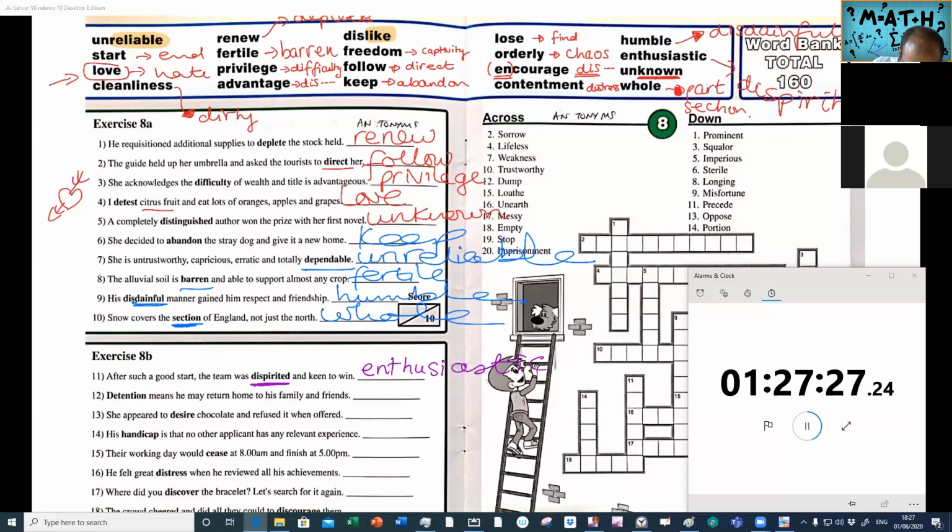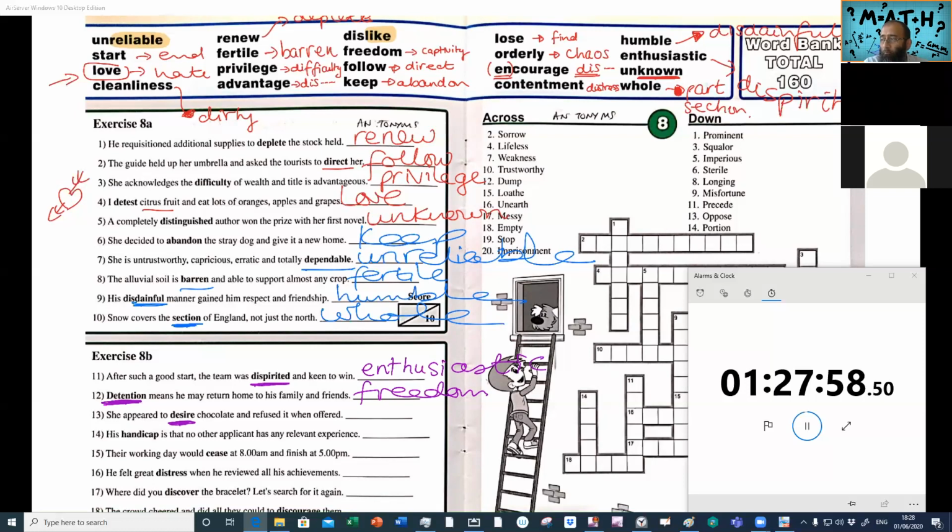Next. One second. Detention means he may return home to his family and friends. So when you have a detention, they keep you in school, they keep you. The opposite of keeping someone is to let them go. What's the word? Freedom. That's it, freedom. Okay, lovely. Question number 13, please.